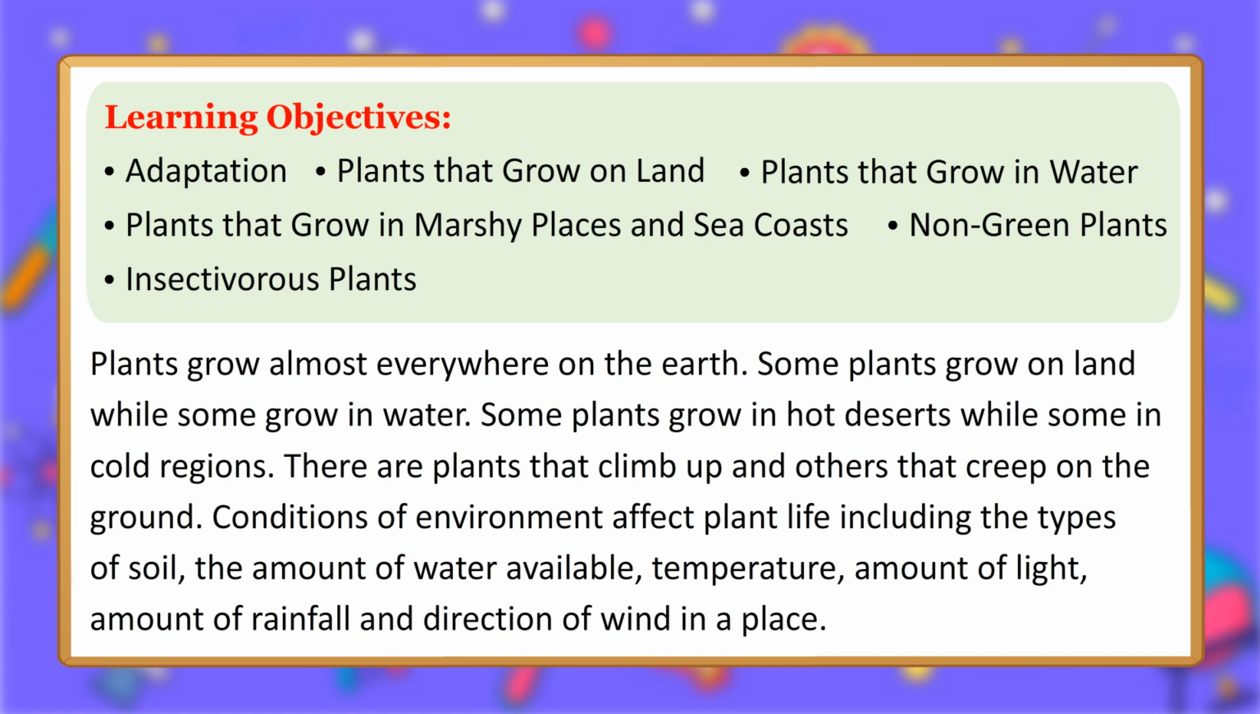Plants grow almost everywhere on the earth. Some plants grow on land while some grow in water. Some plants grow in hot deserts while some in cold regions. There are plants that climb up and others that creep on the ground. Conditions of environment affect plant life, including the types of soil, the amount of water available, temperature, amount of light, amount of rainfall and direction of wind in a place.